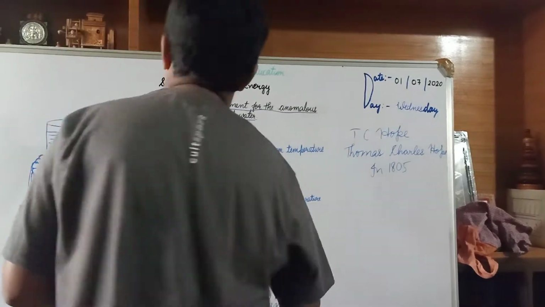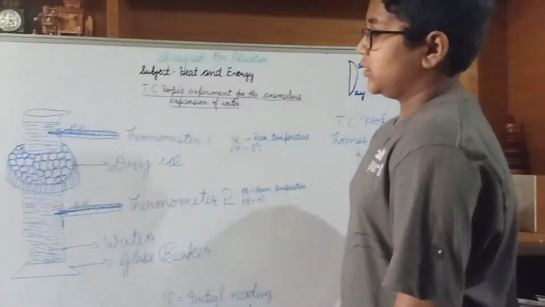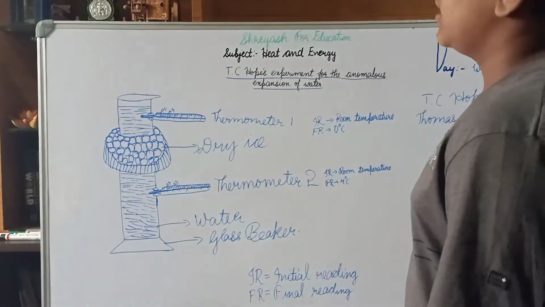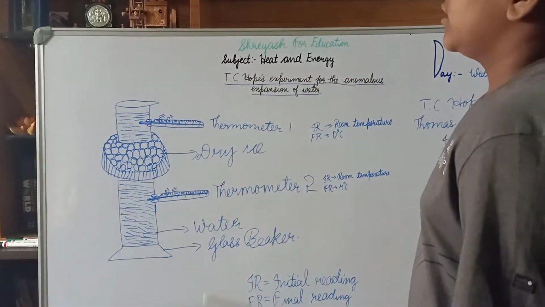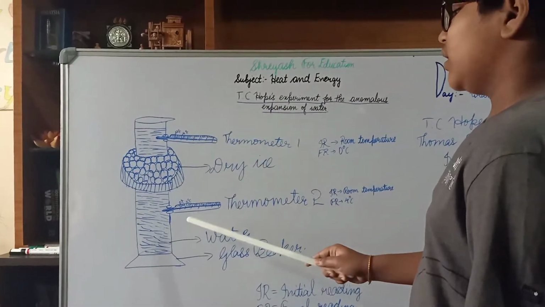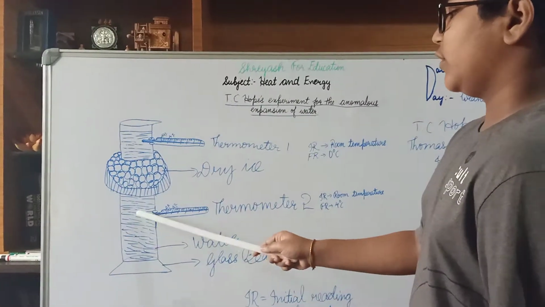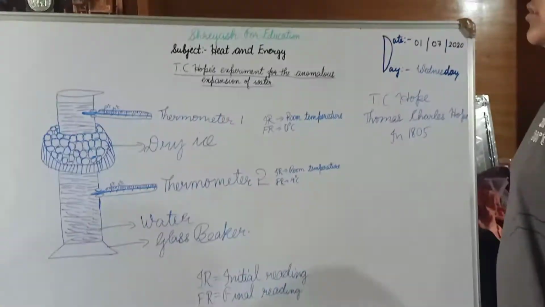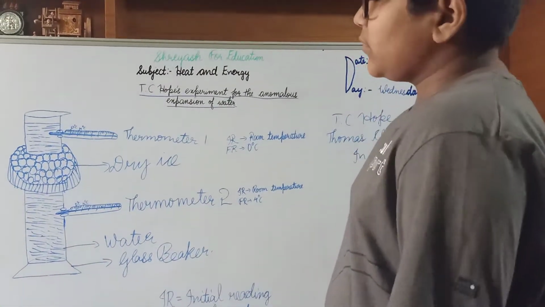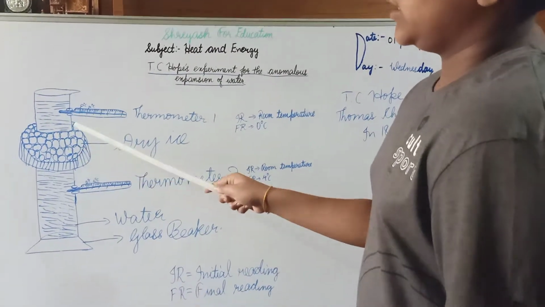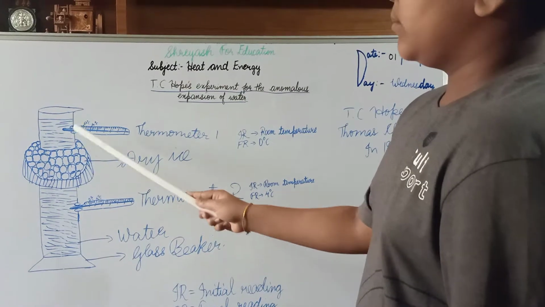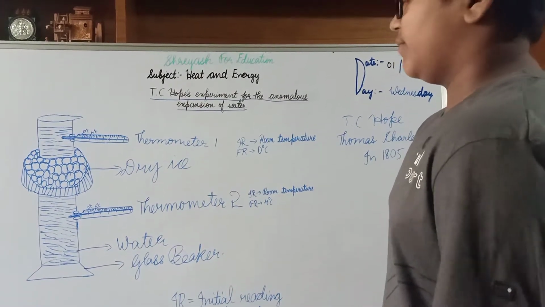So let's see the apparatus he used. This is a glass beaker, or you can even take a metallic cylinder, and this is dry ice. Here he used it for cooling. This is our thermometer 1 and thermometer 2, and this is fully filled with water. So what he did was put the dry ice, like a cylinder rack, in the middle of the beaker or the cylinder.